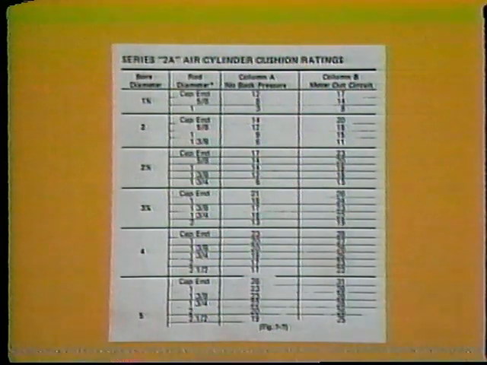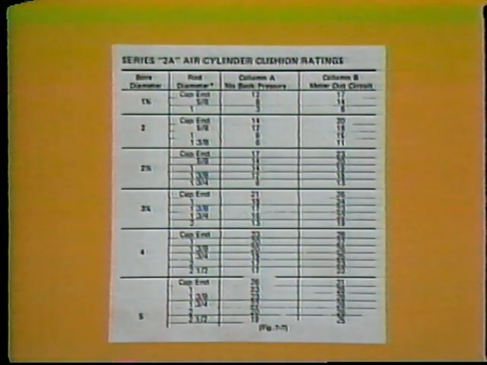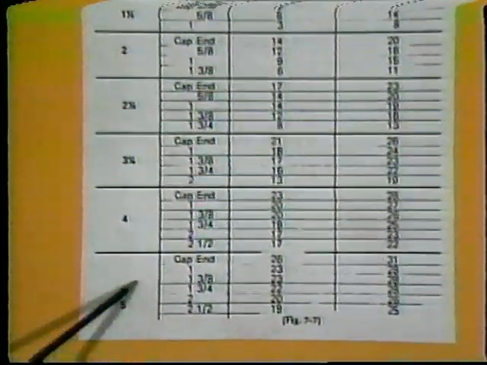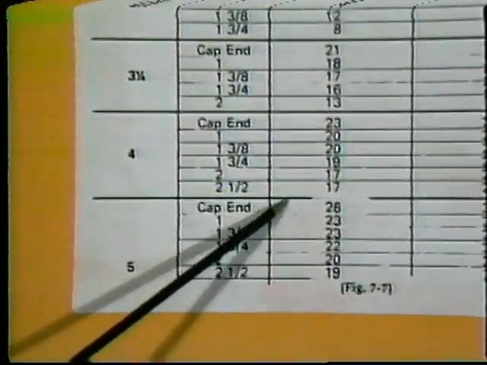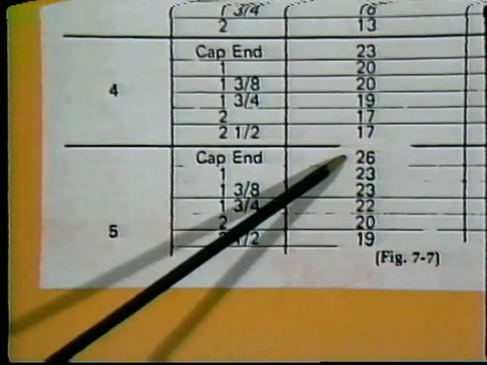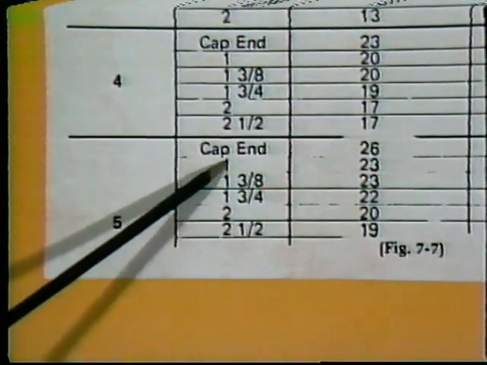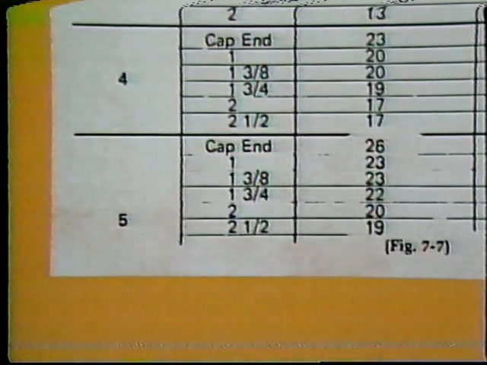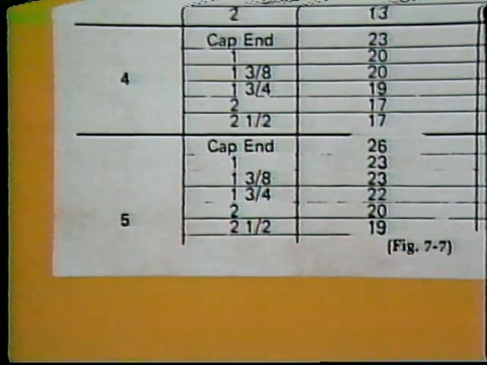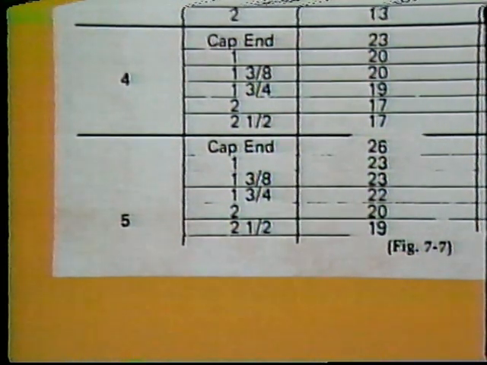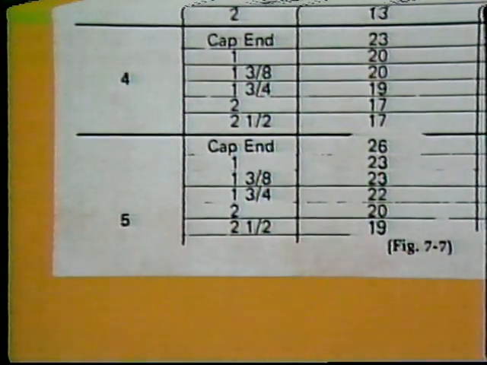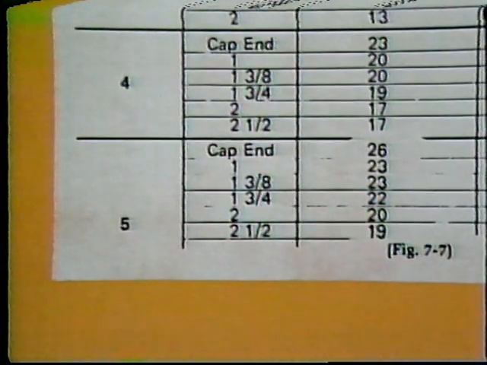Now let's go back to the manufacturer's table for cushion ratings. If we look up the cylinder with a bore diameter of 5 inches, we see that it will give a cushion rating of 26 on the cap end, and with a rod diameter of 1 inch, a cushion rating of 23 on the rod end. Since the load in your system requires a cushion rating of 22.4, and the 5-inch bore cylinder has a higher cushion rating, the cylinder will do the job, so you can go ahead and use it.